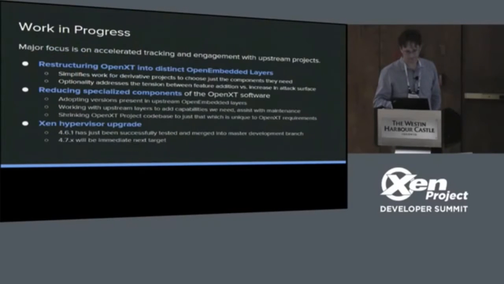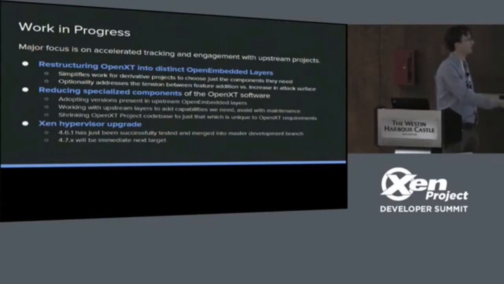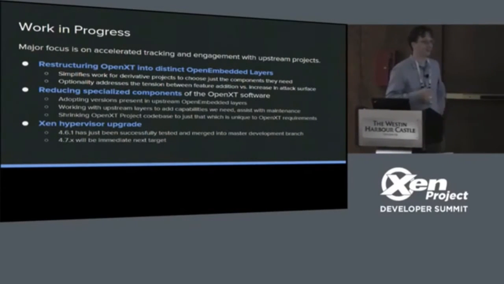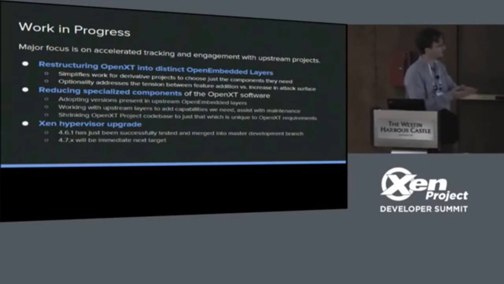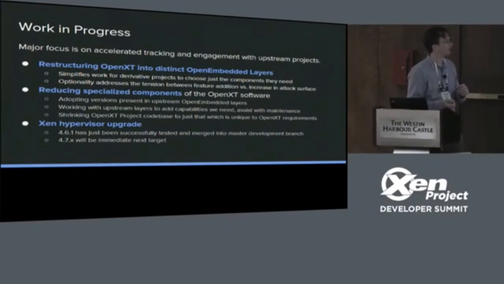And, okay. The work that's currently in progress. I think I mentioned earlier, we provide an OpenEmbedded layer which contains all of the OpenXT software recipes. What we would like to do is separate this out into multiple layers so that if, for example, you have an interest in running a secure headless system, you don't have to build all of the rest of the OpenXT software, you can just choose the components that you need.